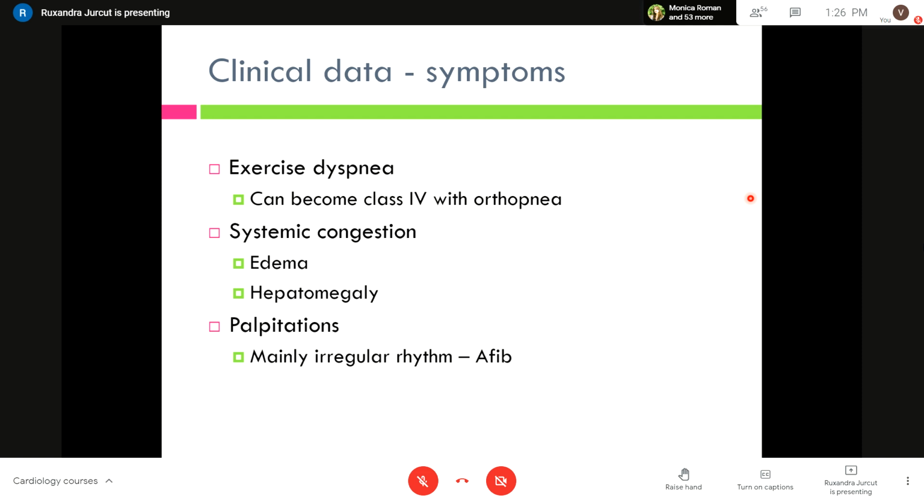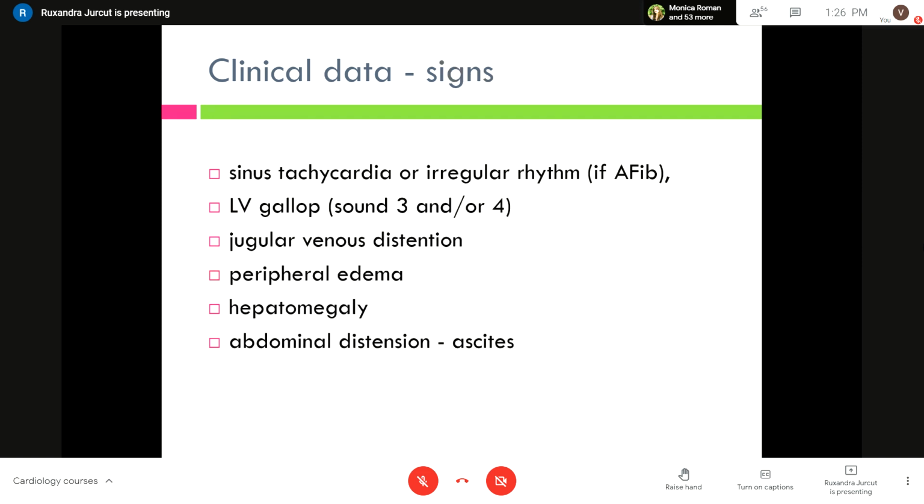And or third sound due to the abnormalities in the diastole, patient can develop. There can be a distension of the jugular veins due to the stasis. Edema, as I said, lab test. Lab test again, it is a sign of heart failure.